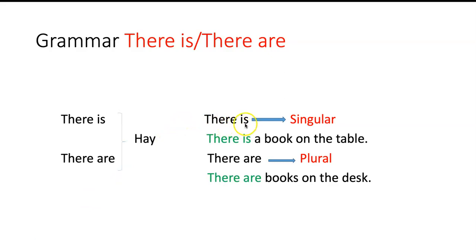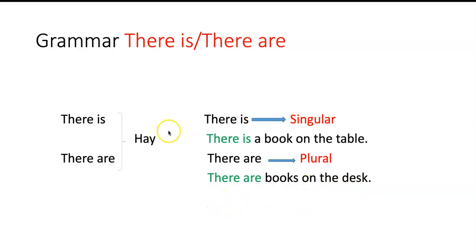There is, you have to use for singular. For example, there is a book on the table. Hay un libro en la mesa. And you have the use of there are. There are is for plural, okay? So you have there are books on the desk. Hay libros en la mesa.